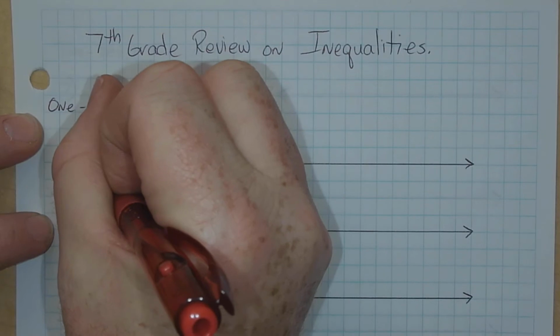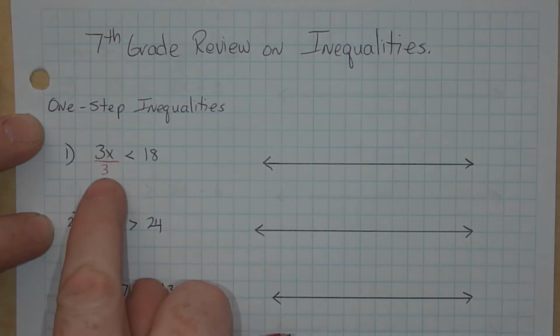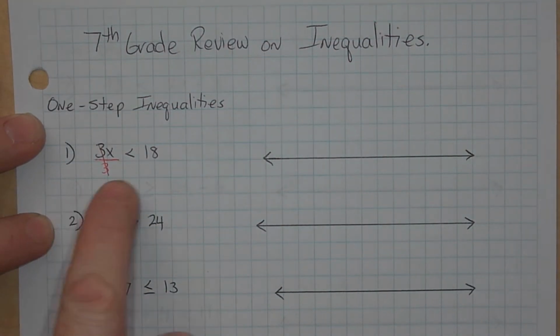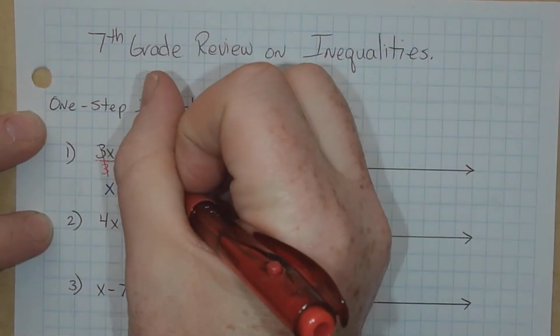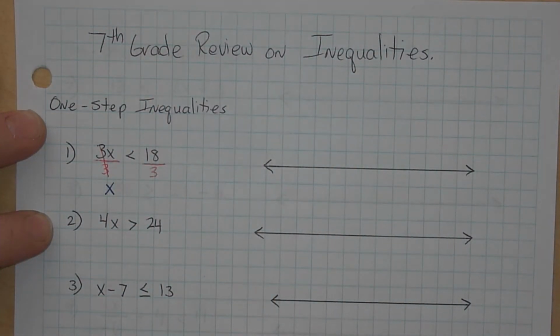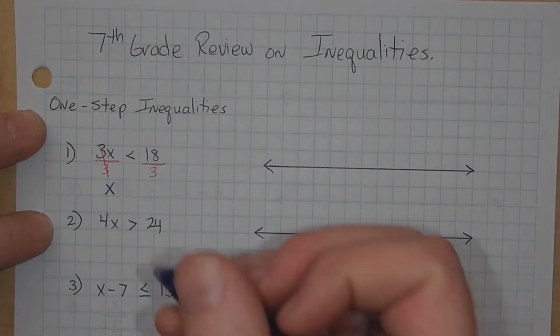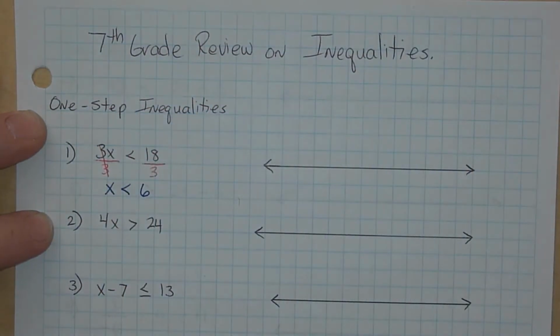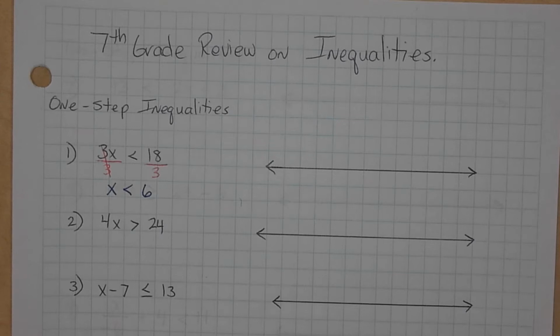We divide by 3 because we can get rid of it, right? But you want to do the same thing on the opposite side, because whatever you do to one side, you have to do to the other. It's only fair. So we divide that side by 3. We end up with x is less than 6. Okay? And then what you're going to do is you're going to graph it.